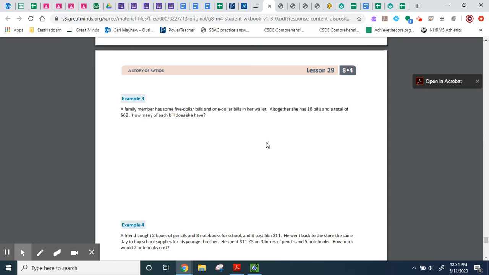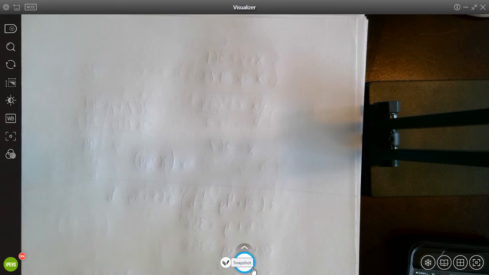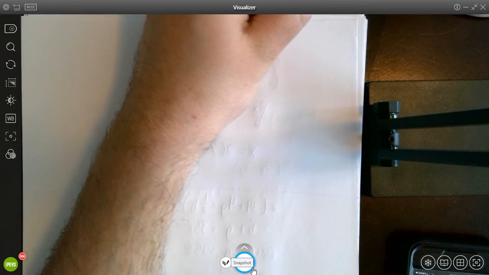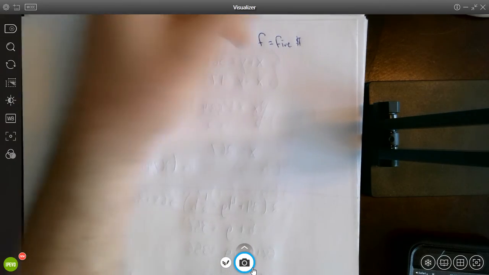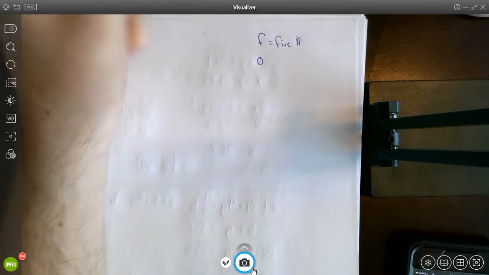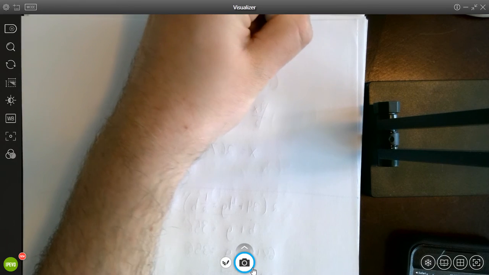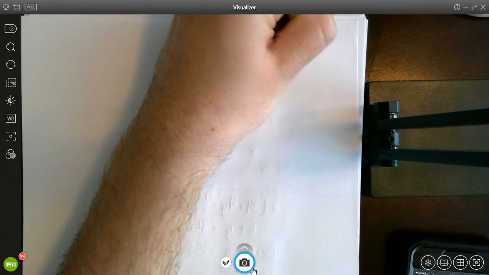A family member has some $5 bills and $1 bills in their wallet. Altogether, she has 18 bills and a total of $62. How many of each bill does she have? So altogether, she has 18 bills. We know there's $5 and $1 bills. So I'm going to make my 2 variables, F for $5 bills, and O, even though O's look a lot like zeros, we're going to use O for $1 bills.